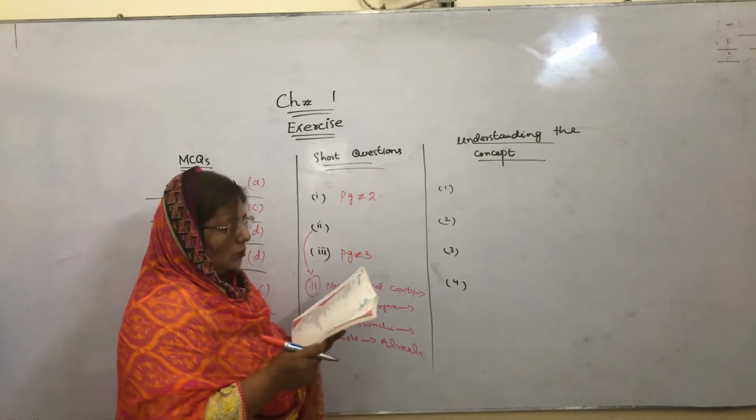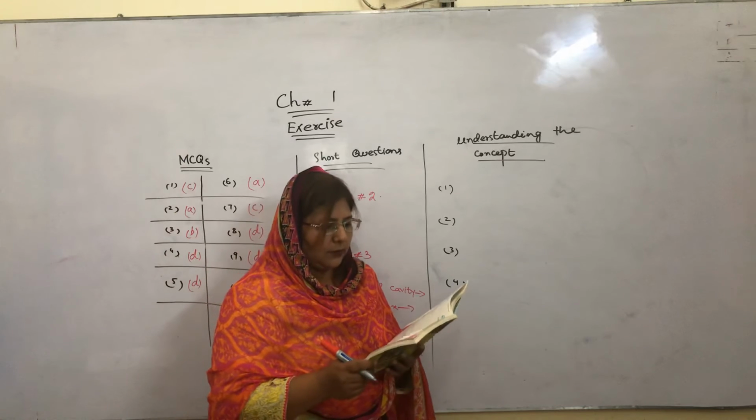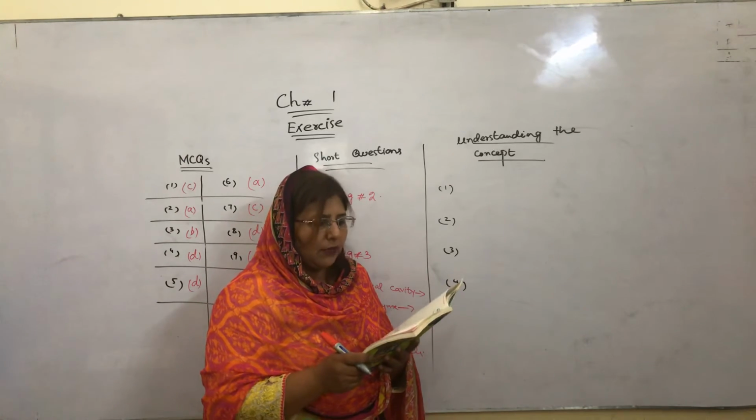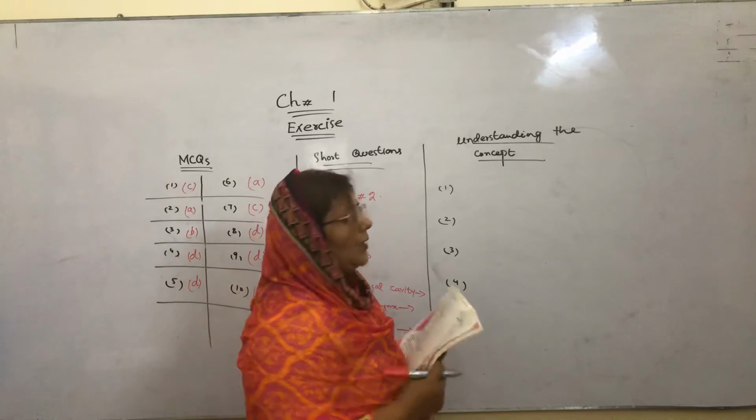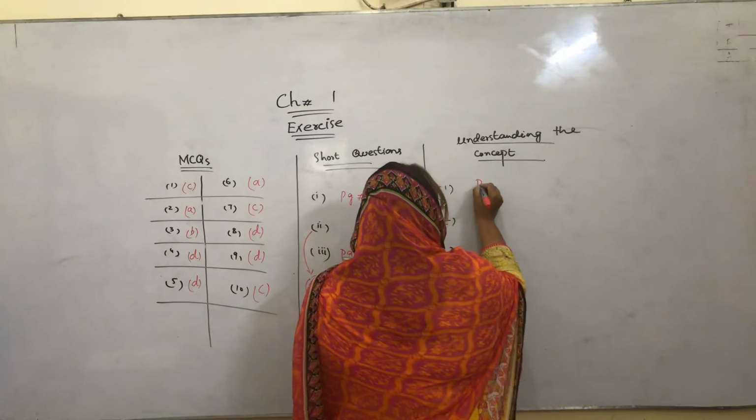Then come to your long questions, understanding the concept. Question number 1, how do the different parts of the plant body exchange gases with the environment? You can find the answer on page number 2.